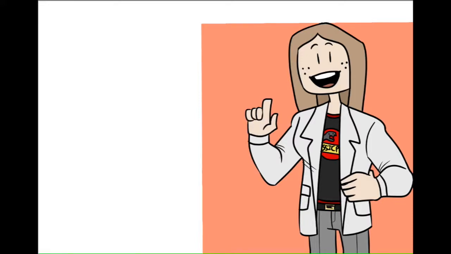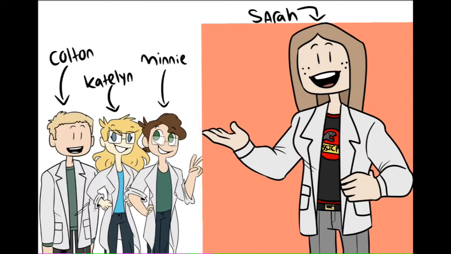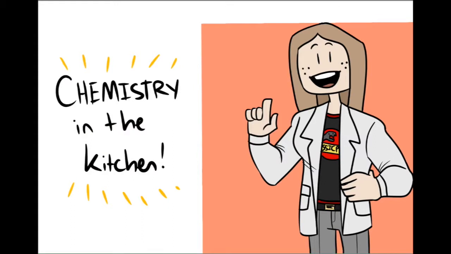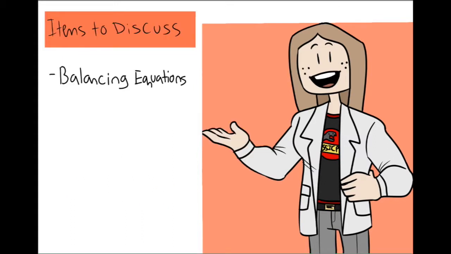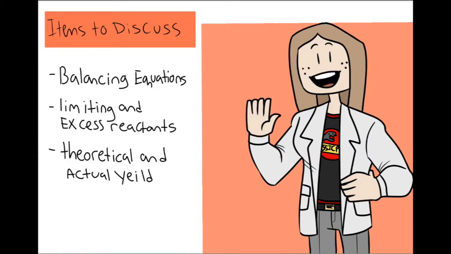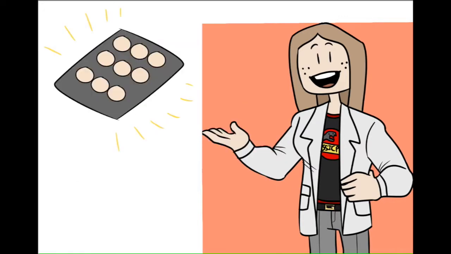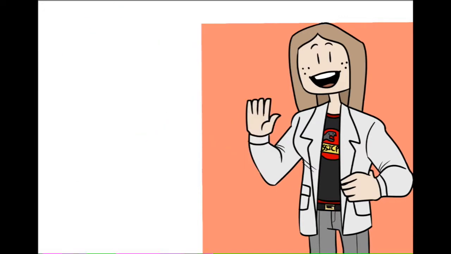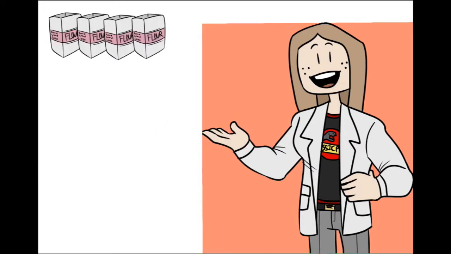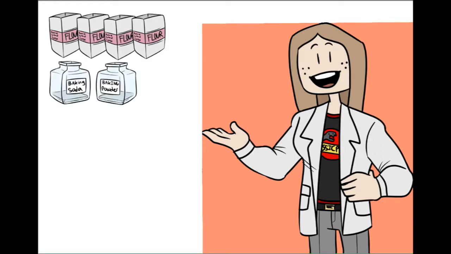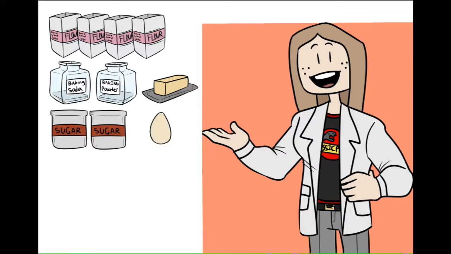Hey guys, today the four of us, Sarah, Caitlin, Colton, and Minnie, will be walking you through chemistry in the kitchen. We'll be discussing balancing equations, limiting and excess reactants, as well as theoretical and actual yields in regards to a sugar cookie recipe. The recipe calls for 4 cups of flour, 1 teaspoon of baking soda, 1 teaspoon of baking powder, 1 cup butter, 2 cups sugar, 1 egg, and 1 teaspoon of vanilla extract.